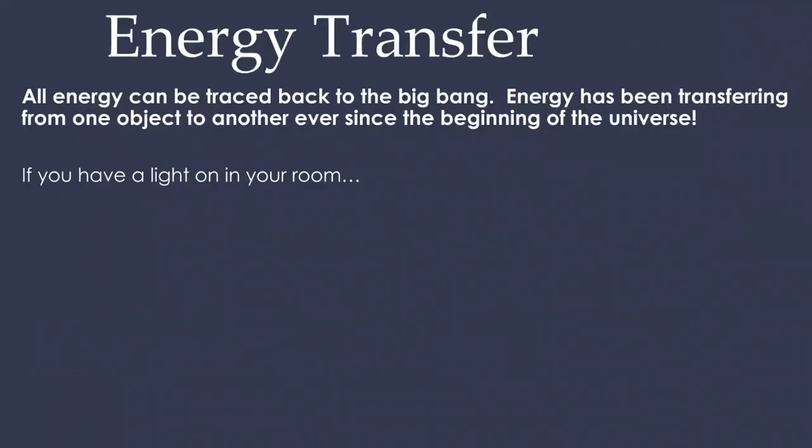So, our first term is energy transfer. And all energy can be traced back to the Big Bang, talking about the origin of the universe. Energy has been transferring from one object to another ever since the beginning of the universe. So, let's say that you have a light on in your room. How does that move back to the Big Bang? Let's talk about it. So, you have a lamp on.